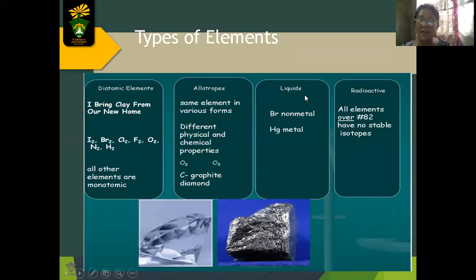The third type of elements are liquids. No? Bromine is a non-metal, but it is in the form of liquid. Mercury is a metal, pero this is the only metal nga in the form of liquid. Then the radioactive elements: all elements over 82, sugod na ganing 82 ang atomic number, these are radioactive. Why? Because they have no stable isotopes.